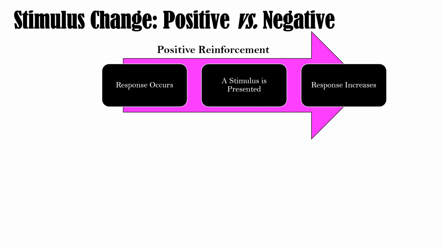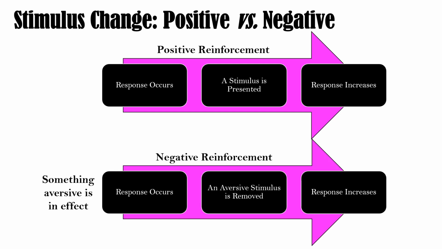Okay, remember in our definition, after behavior occurs, there's a stimulus change. And there are two different types of reinforcement, positive or negative. When we refer to the stimulus change, that's what we're referring to. Either something in the environment gets added or something gets taken away. For positive reinforcement, something in the environment gets added. So a response occurs, a stimulus is presented, and therefore the future probability of the response is going to increase.